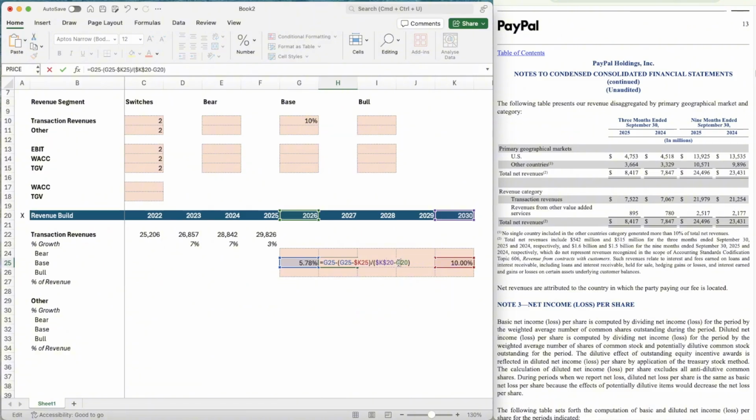For this one, we want the column to adjust, but not the row. So we just lock in the 20. So equals, copy, paste that along, then we have it.